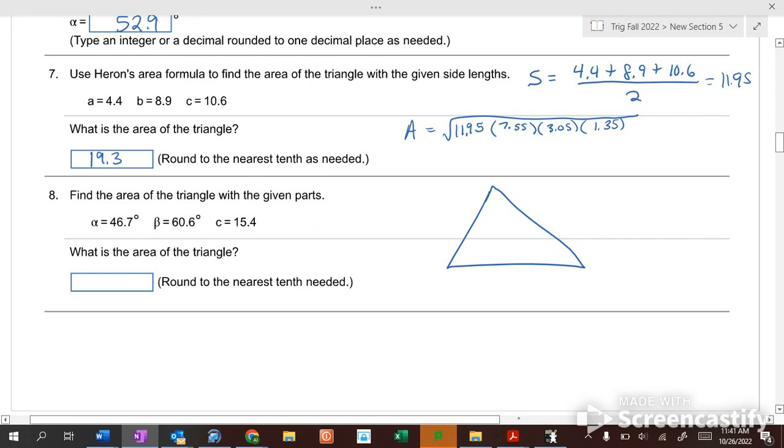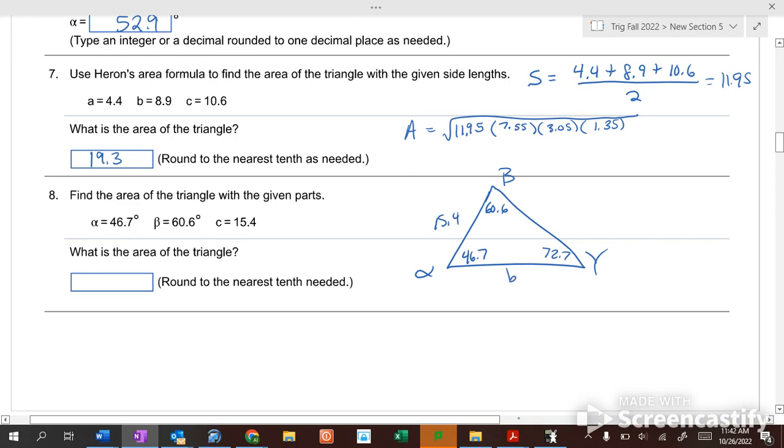The next one. When you're given angles instead of all sides, you try to do the side angle side formula. Alpha, beta, gamma. Doesn't really matter where they're at. 46.7, 60.6, and C is 15.4. So I'm at angle, side, angle. I want side, angle, side. How can I find another side easily? Use the law of sines or law of cosines? Law of sines. So I have to figure out this angle gamma down here. Now if we add these two, 46.7 plus 60.6 is 107.3. So 180 minus 107.3 is 72.7, correct?